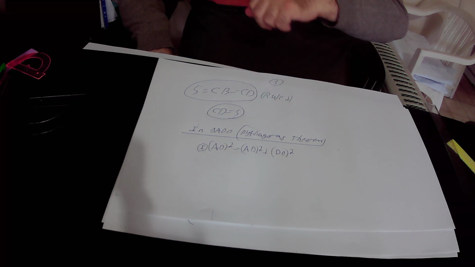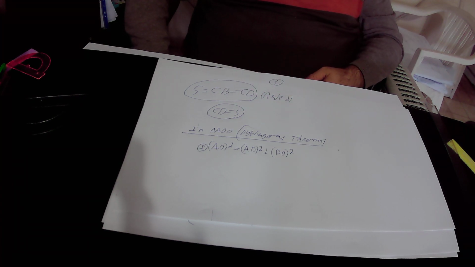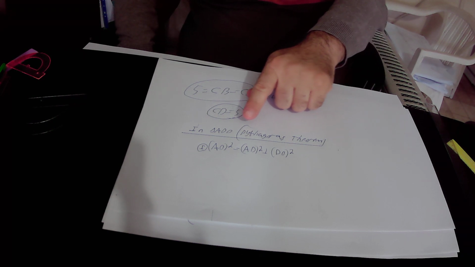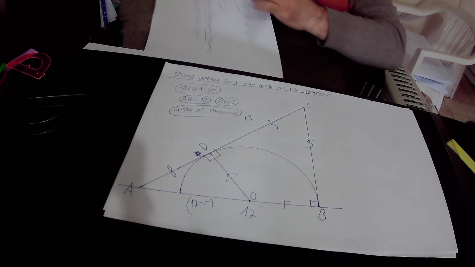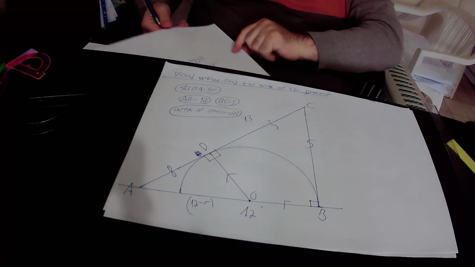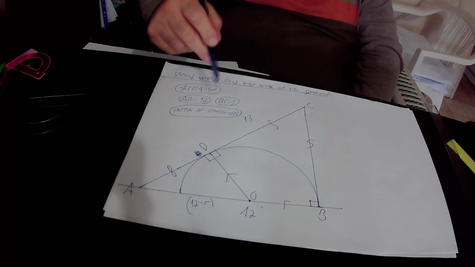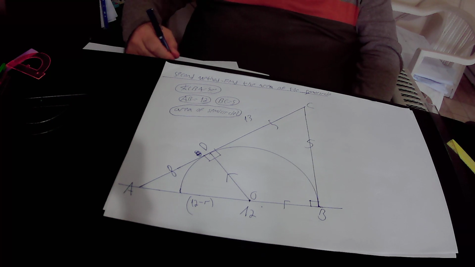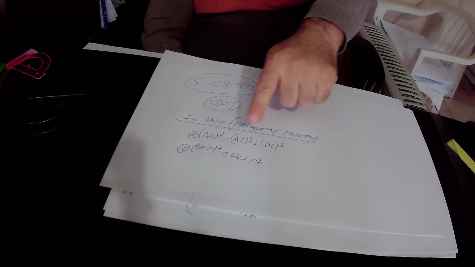So I'll repeat again. In the right triangle ADO, according to the Pythagoras theorem, the square of the hypotenuse equals the sum of the squares of the perpendiculars. That is to say, AO square equals AD square plus DO square. We have already found out that AO equals 12 minus R, so AO square will be equal to (12 minus R) square, according to equation number one. And it equals AD square. AD equals 8 units, so AD square is 8 square. 8 square is 64, plus DO square. DO equals R, so DO square will be equal to R square. So in conclusion, according to equation number one, (12 minus R) square equals 64 plus R square.